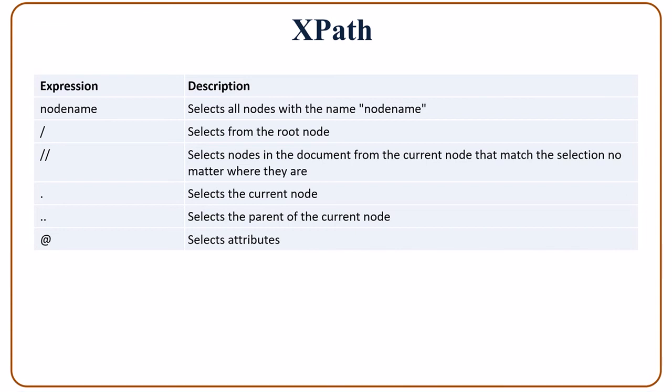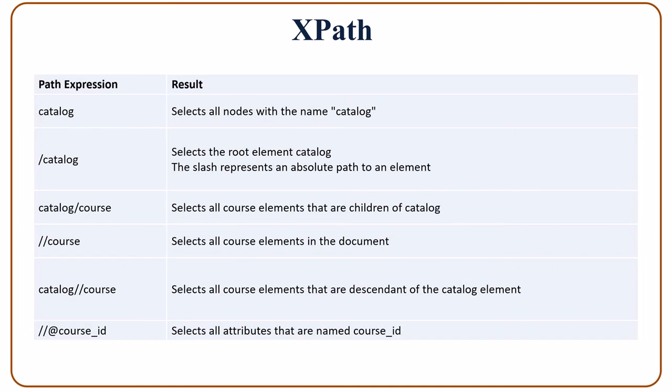The dot means we select the current node, and the double dot means to select the parent of the current node, very much like when we traverse between levels of directories. And finally, the @ letter, very much like in your email address, is to select attributes. Now let's look at a few examples.